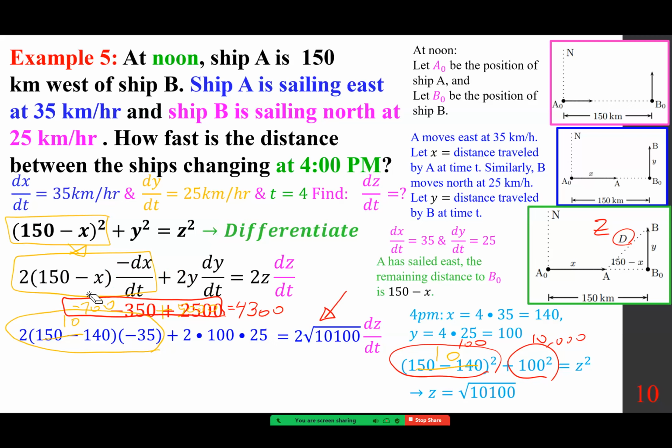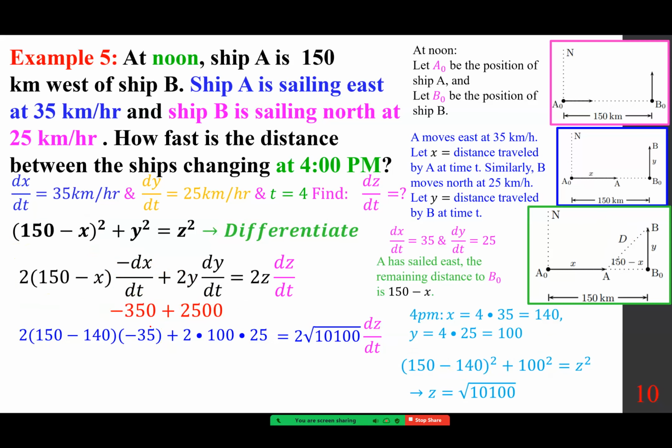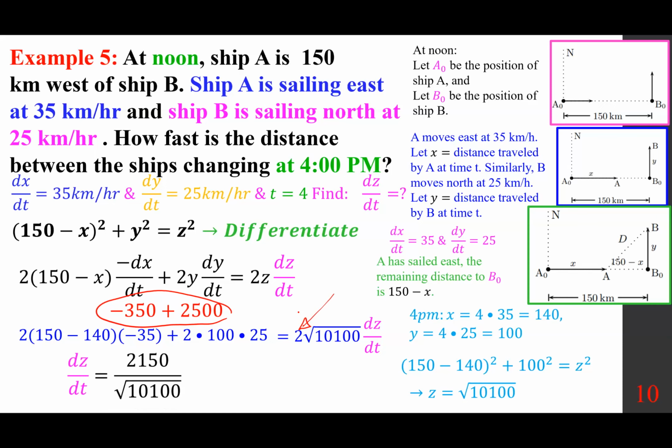Let me just actually show you what I have here also by cleaning up the mess. So minus 350 plus 2,500, when you divide it by 2, because there is a common factor of 2 here. So 2,150 divided by square root of 10,100, and now using a calculator with however many decimals they ask you, you come up with 21.4 kilometers per hour. All right, so again, you want to be careful with the number of decimals. Whatever they ask you, you're just going to follow that. 21.4 kilometers per hour.